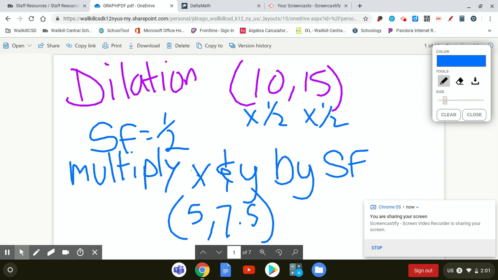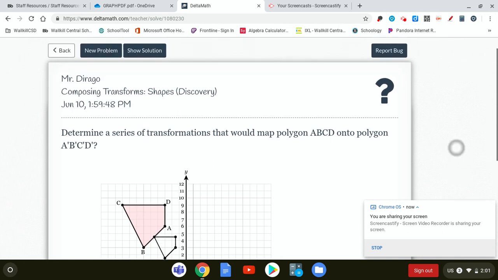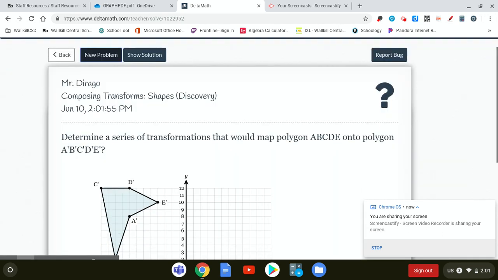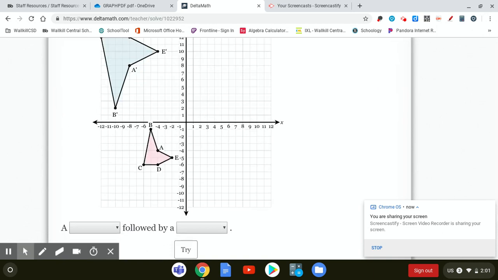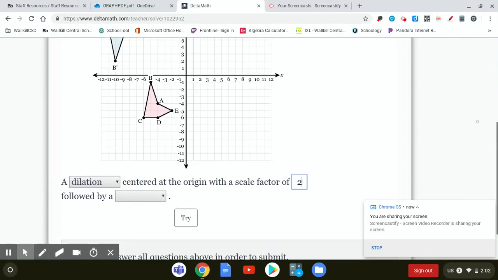Now, instead of making it smaller, let's look at an example where we can make it bigger. This one right here. We're going to take a look at the red figure and dilate it by 2 and see what happens. Boom, gets nice and big right there. So what you would have to do is multiply each of those coordinates from the red figure by 2 to get your transformed figure.